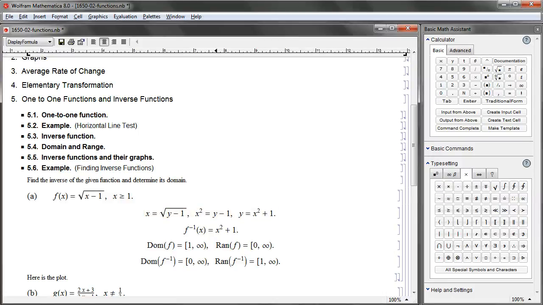So the inverse function, f inverse, is x squared plus 1, and then the domain and range are like this. The domain of f is the range of the inverse function. The range of f is the domain of the inverse function. So we have this kind of relation. And I didn't bother drawing the graph here. It's simple enough so that I think it can be left to the students. But the procedure, remember: switch x and y and then solve for y.